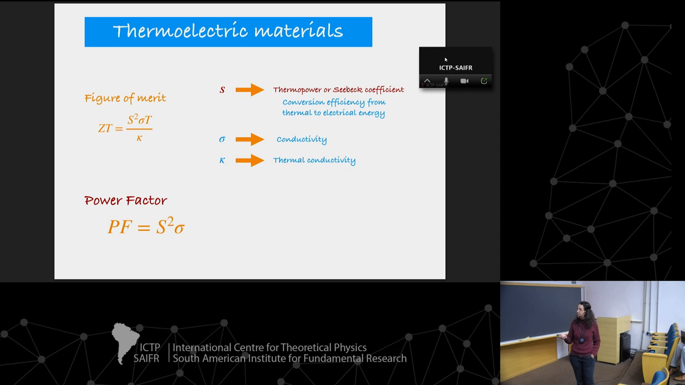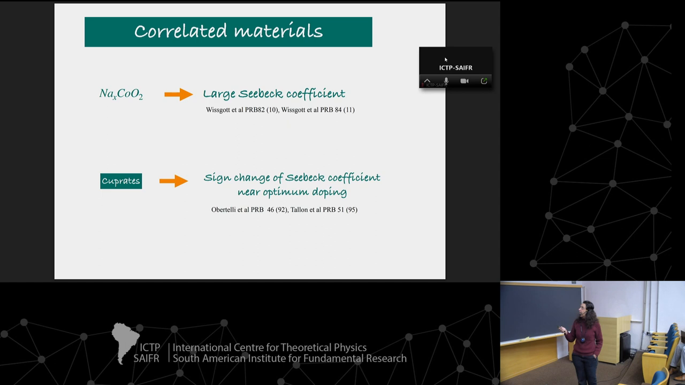So looking at more recent years, correlated materials have appeared as possible materials where we have large Seebeck coefficients. One of those is this compound of sodium, cobalt, and oxygen, which has a very large Seebeck coefficient, and there are some early works on that. And also something very interesting is that in cuprates, there is a sign change of the Seebeck coefficient near optimum doping, and there is a lot of physics involved in that, and I'll discuss some of it.